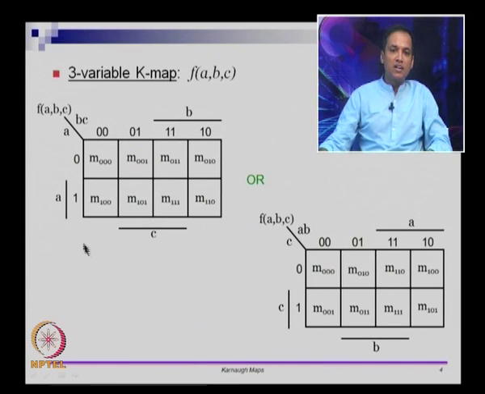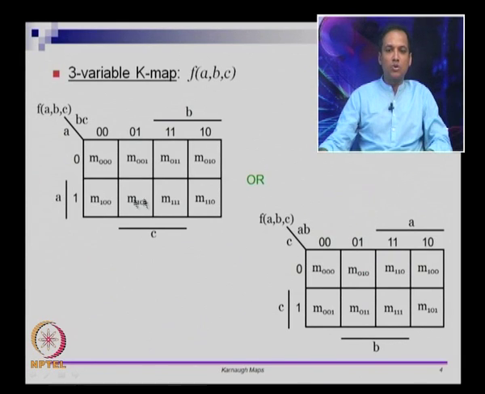If you notice, this row corresponds to A equals 1. So, in these 4 min terms m100, m101, m111 and m110, you can see that we are looking at A in the uncomplemented version in each of these 4 terms, and B and C are coming in all possible combinations.